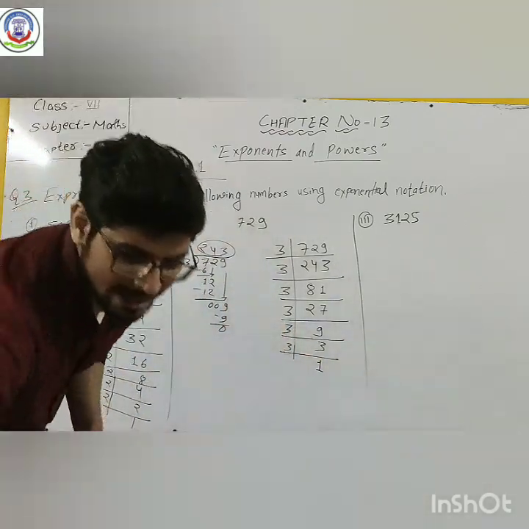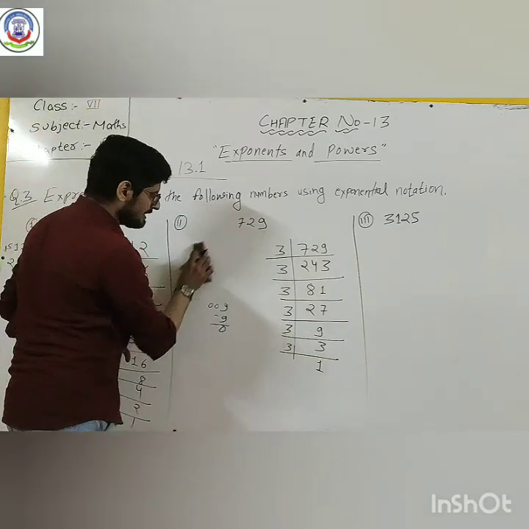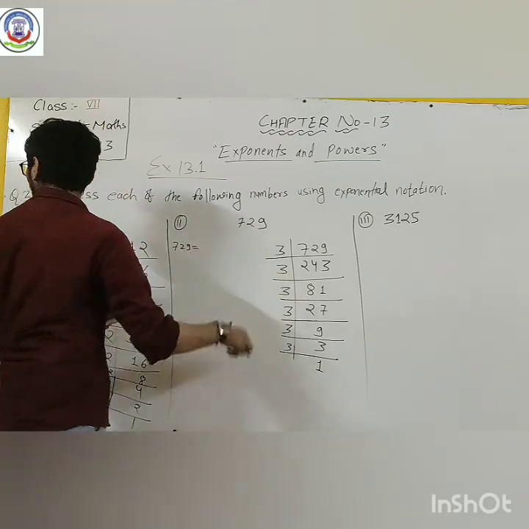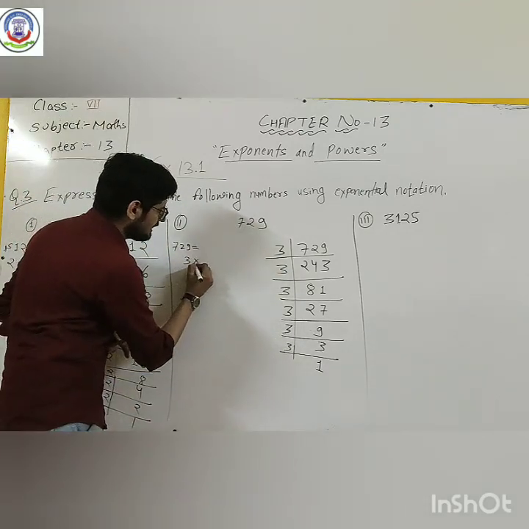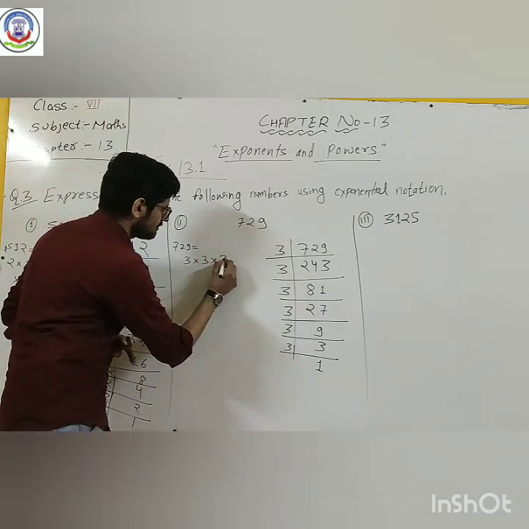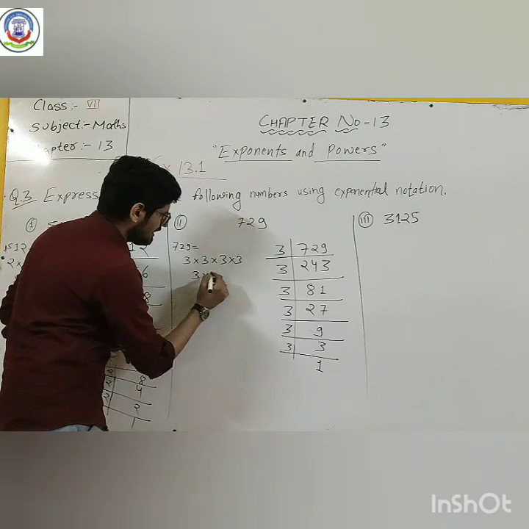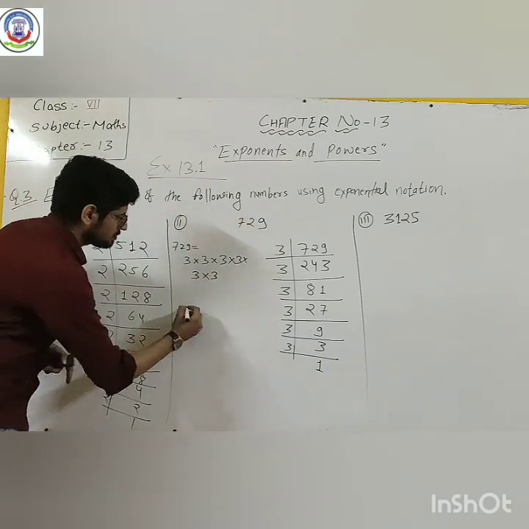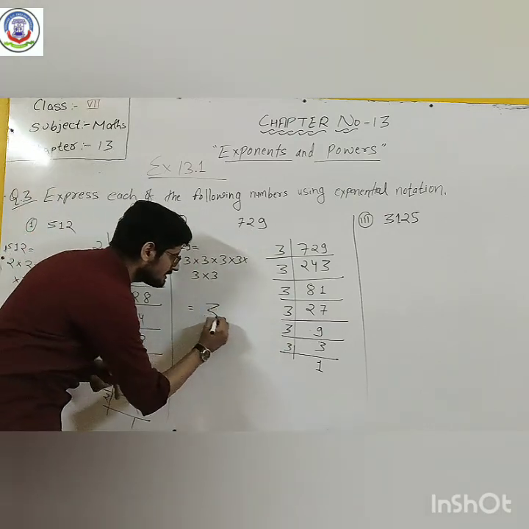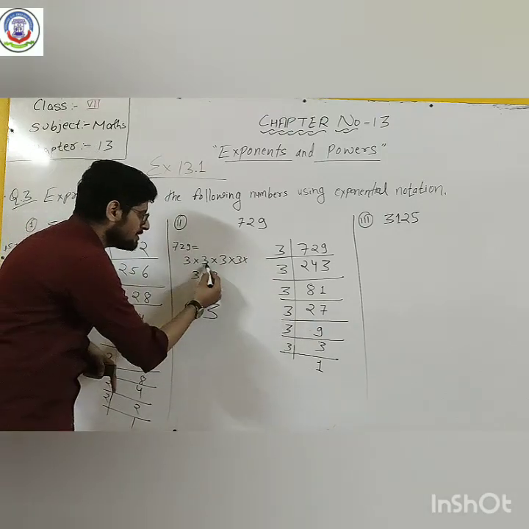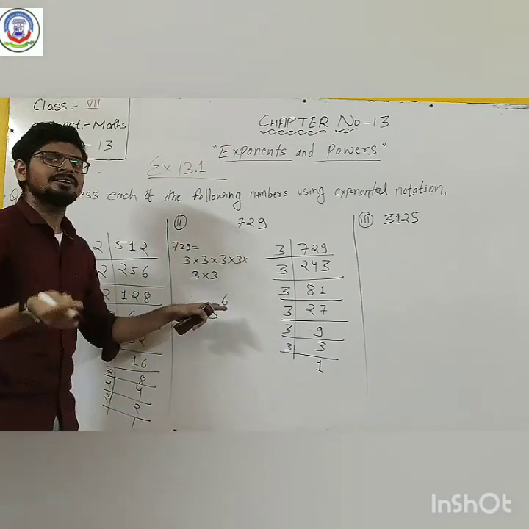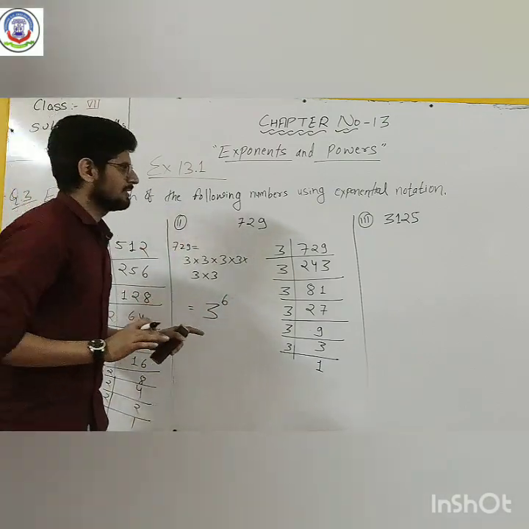So what is the exponential form of 729? It can be written as a product of 3. So how many times? 1 2 3 4 5 and 6. So it can be written in exponential form, with the number which is repeated being 3. And how many times is it repeated? 1 2 3 4 5 and 6. So it can be written as 3 raised to the power 6. Hope you are clear. Okay.